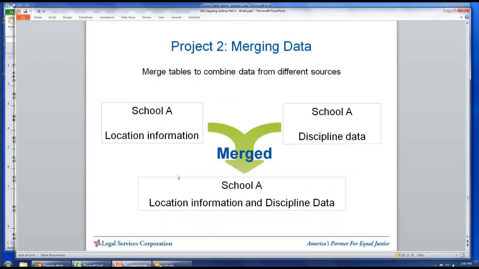What we're going to do is merge the two tables. So we have one Fusion table that has the address information, and the other Fusion table has the discipline data. And so we're going to merge them into a third Fusion table that is going to combine the location and the discipline data.